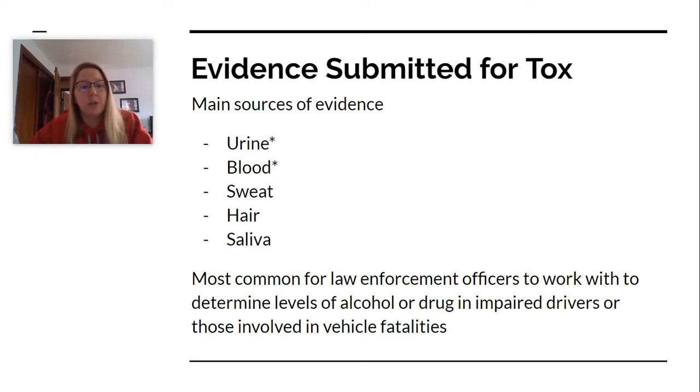Urine and blood are the two most common sources for law enforcement officers to work with when determining levels of alcohol or drug in impaired drivers and those involved in vehicle fatalities. So urine and blood, often if someone fails a breathalyzer test, they get arrested, obviously, for DUI or OUI, depending on what substances they are under the influence of. And they will go in for either a urine or a blood sample as well to determine the actual level of intoxication.